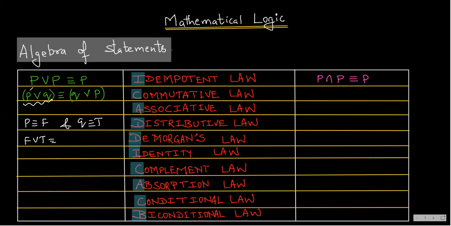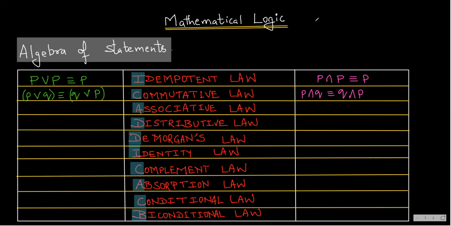So you change the order. Here P is first, Q is second. And here Q is first and P is second. So P or Q is same as Q or P. Okay, then the next you have is P and Q. Now I write the example on the other side. See here you have P and Q. P and Q is same as Q and P.